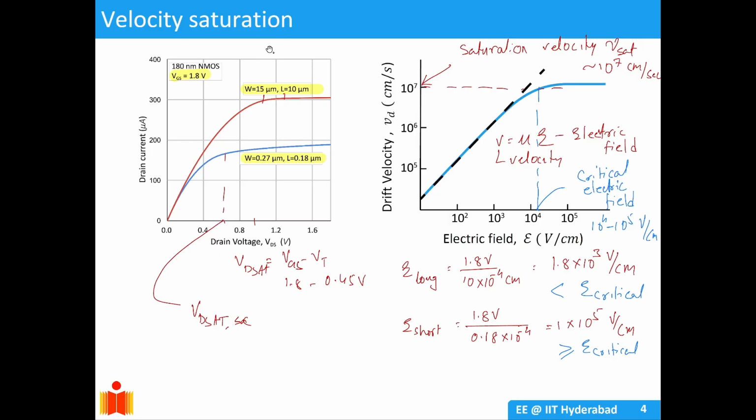So now we come to velocity saturation. For a long channel MOSFET, the saturation velocity is around 10^7 centimeters per second, equal to mu times E, where E is the electric field. The point at which the saturation velocity is reached is called the critical electric field, which is around 10^4 to 10^5 volts per centimeter for long channel MOSFETs.